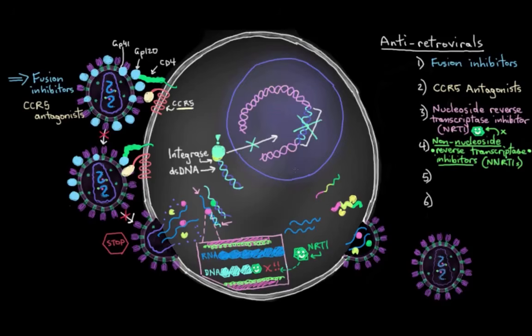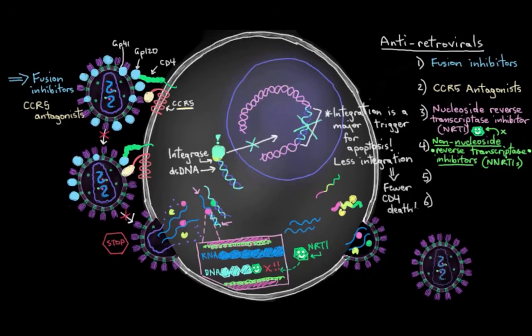And this step is really good. This is an extra important step because it's been shown that viral DNA integrating into our DNA is a major trigger for our cell to undergo apoptosis, or self-destruction. So as a general rule, the less viral DNA that does this integration step, the fewer CD4 cells we end up losing. So now let's add that to our list: integrase inhibitors.